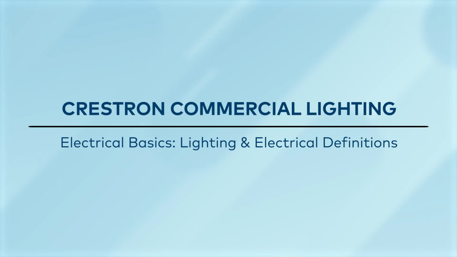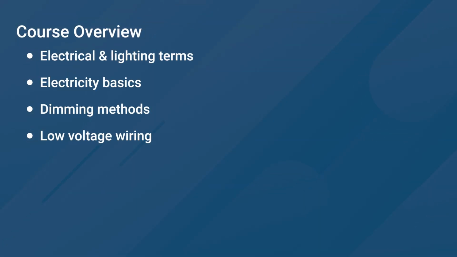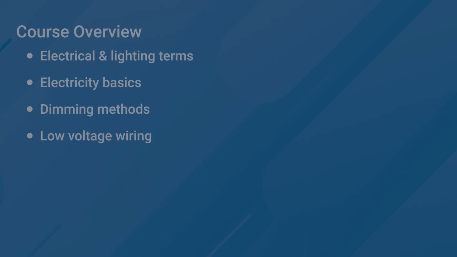Welcome to the Commercial Lighting Commissioning Technician course. In this segment, we will discuss electrical and lighting terms, followed by some electrical basics. Then we will look at methods of controlling lighting and connecting the systems together. First, let's look at some standard terms and definitions for the basic concepts we'll encounter when working with controllable lighting.